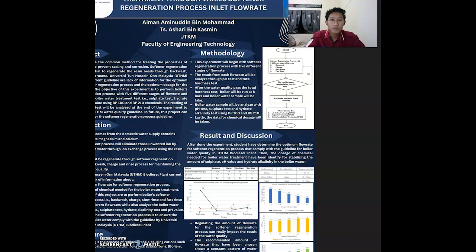After the water quality passes the total hardness test, the boiler will be run at 8 bars and a boiler water sample will be taken. The method of collecting the boiler water sample is the blow down method. The student will take about 500 ml of boiler water and bring it to the Biodiesel Lab for water quality treatment. The boiler water sample will be analysed with a pH test, sulphate test and hydrate alkalinity test using the BP100 and BP210 chemicals. BP100 serves the function to increase the sulphate value, and BP210 serves the function to increase the pH value and hydrate alkalinity value.